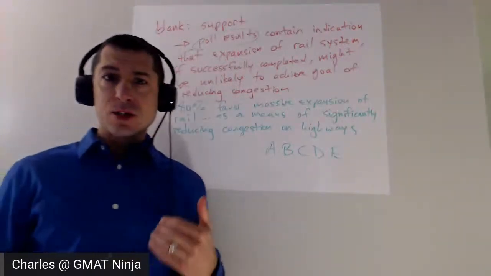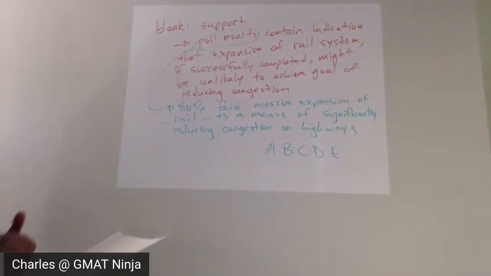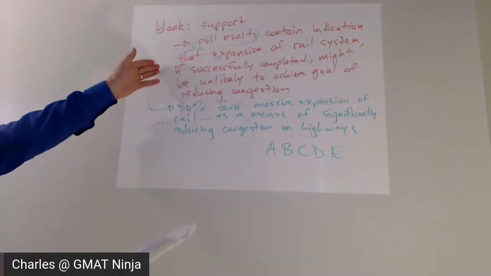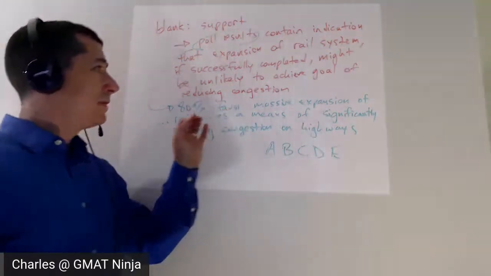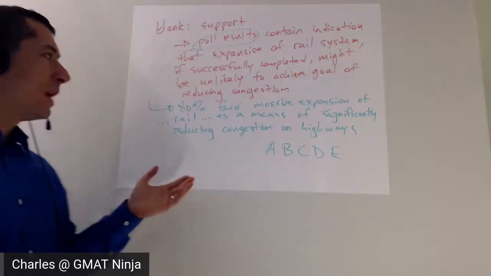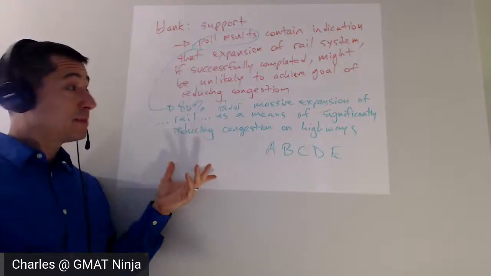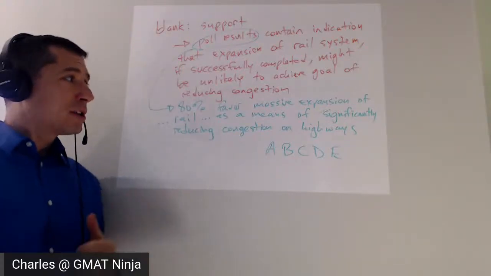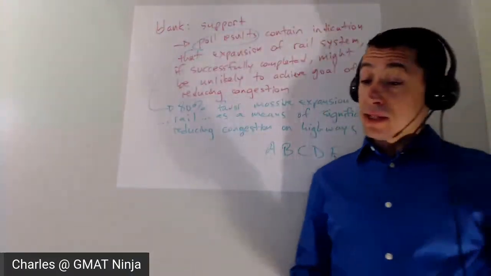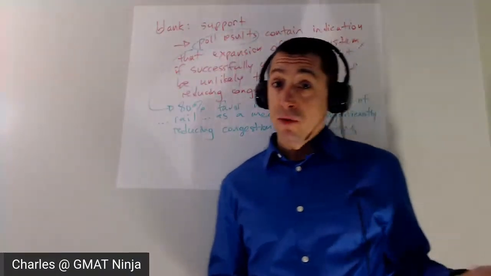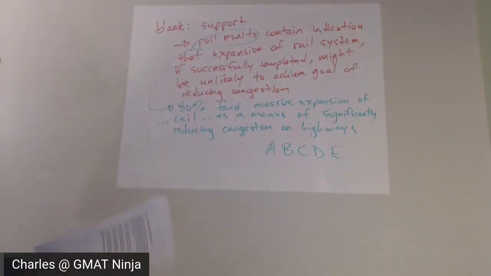So what's that blank doing? It's trying to support this conclusion that the poll results contain an indication that expansion of the rail system, if successfully completed, might be unlikely to achieve its stated goal of reducing congestion. Okay, well, why is that? And what are these poll results? What do we know by way of background here? Well, 80%, lots of people, saying they favor massive expansion of the rail system as a means of significantly reducing congestion on the highways. And they also say they're willing to help pay for it. So obviously they've removed funding as an issue. That's cool.